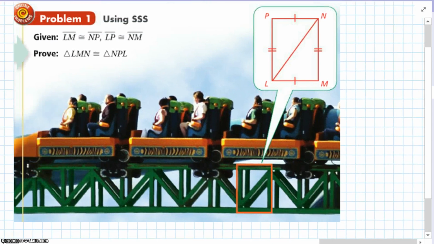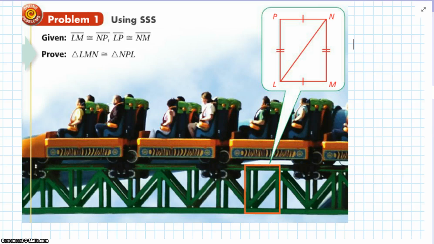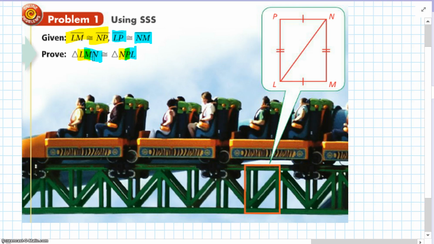So knowing side, side, side is true, can we prove triangle LMN is congruent to triangle NPL? Well, we know LM is congruent to NP, and we know LP is congruent to MN. So can we prove these triangles congruent?